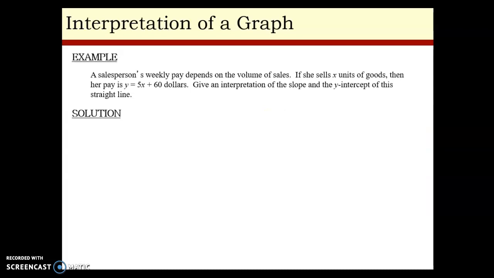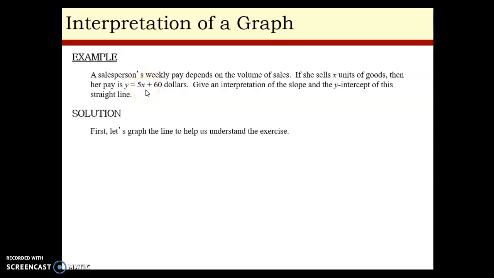Now we have an example. A healthcare professional is looking at how weekly pay depends on the volume of medical sales, let's say. If she sells x units of the good, then her pay is y equals 5x plus $60. So it depends on how much she sells, which is the x. Give an interpretation of the slope and the y-intercept. So that means she's paid $60 a week, and 5 times each unit is how much more she gets paid.